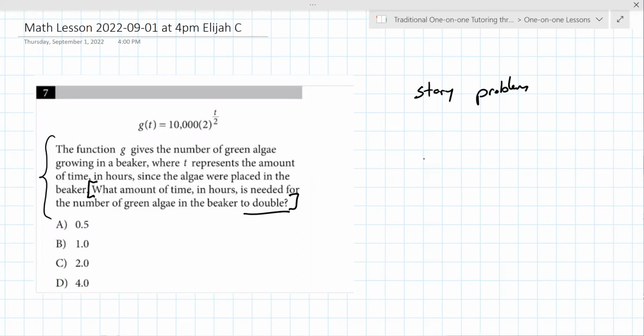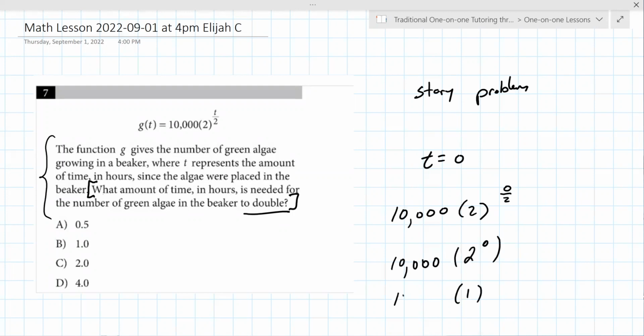Okay. So when t is equal to 0, this equation becomes 10,000 times 2^(0 divided by 2). What is 0 divided by 2? 0. That's right. And 2 to the 0 power is 1. Okay. So this becomes just 10,000. So the number in front here, and this is important for your learning, this is the initial amount.